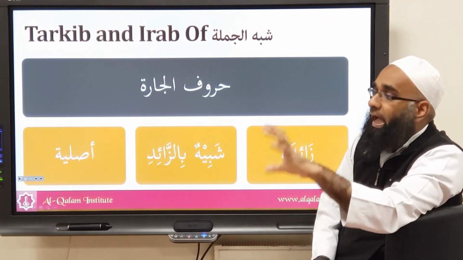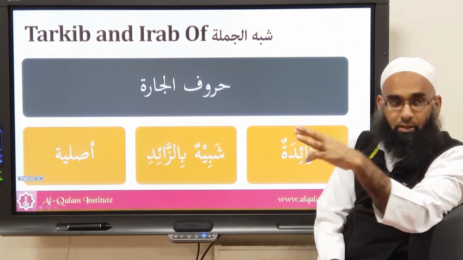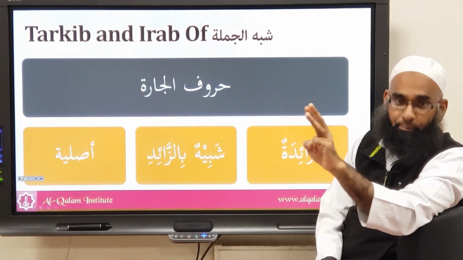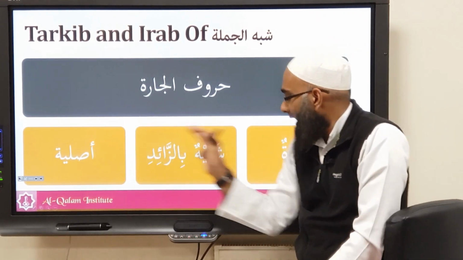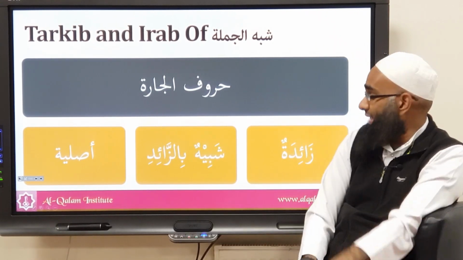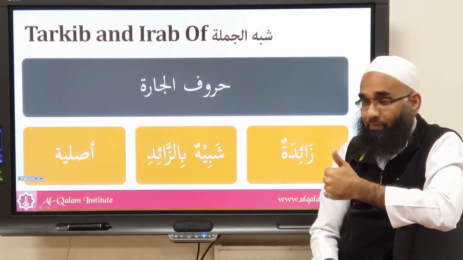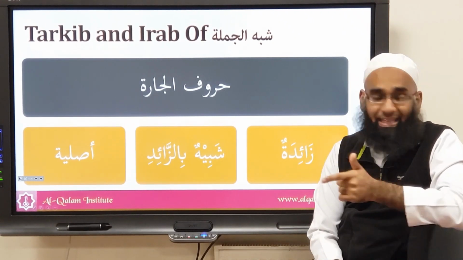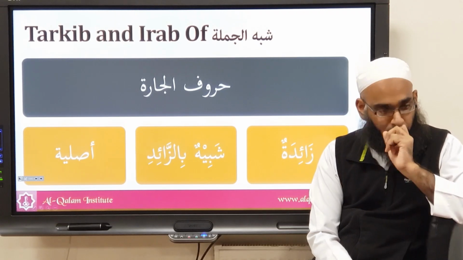Now, there are three types of huruf jarra. How many types are there? Three. Okay? Number one is asliya, the original huruf jar. The second is zaida, huruf jar zaida. And the third one is shabihum bizaid. What does all this mean?